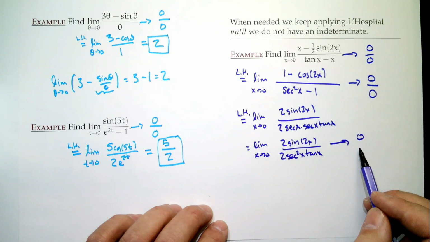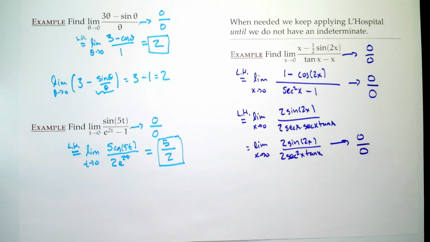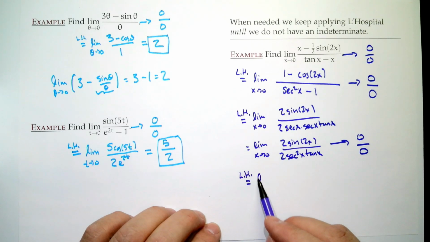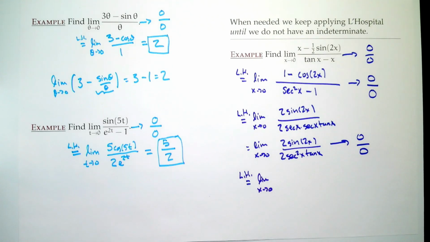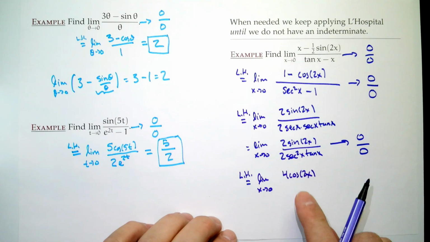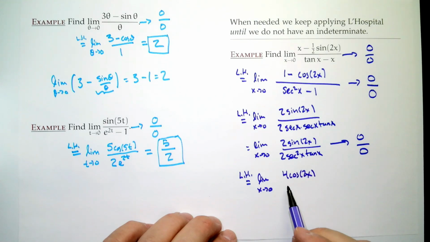What does the bottom go to? What does that mean? More work. Oh, what a wonderful problem. Okay, equals... oh, L'Hopital. Limit as x goes to 0. What's the derivative of 2 sine of 2x? 4 cosine of 2x. Now, game over, because that's not going to go to 0.